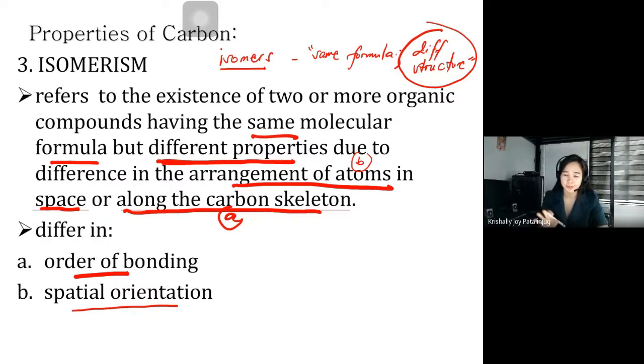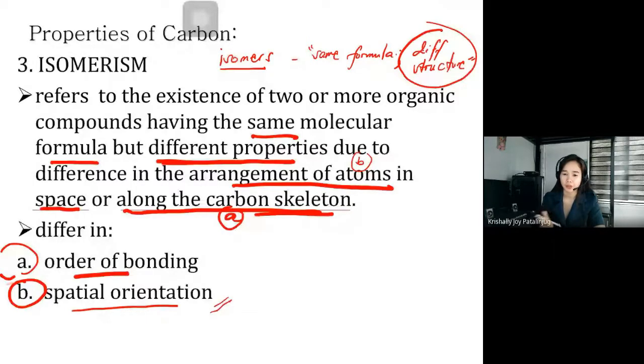So when the structure differs due to differences in the arrangement of atoms in space, that is letter B. They differ in spatial orientation. When they differ in the arrangement of atoms along the carbon skeleton, that is letter A. They are equivalent: they differ in the order of bonding. Knowing that there are two conditions of differences in structure, either differences in the order of bonding or differences in spatial orientation, we could conclude that there are two types of isomerism.